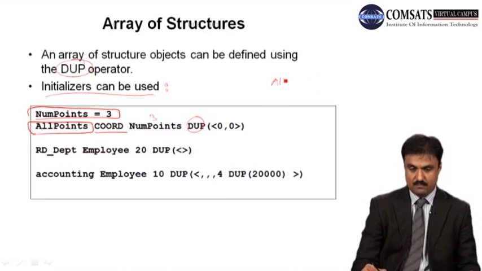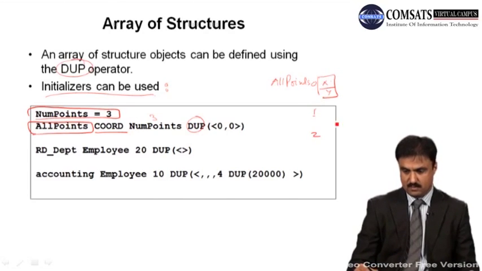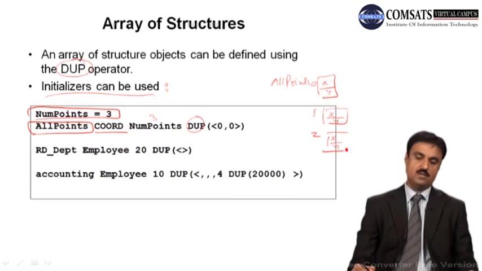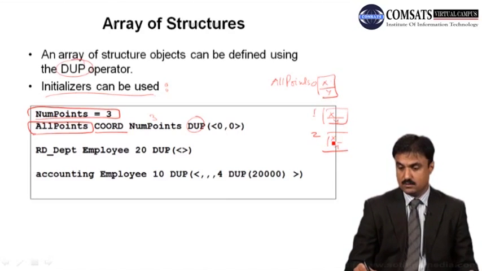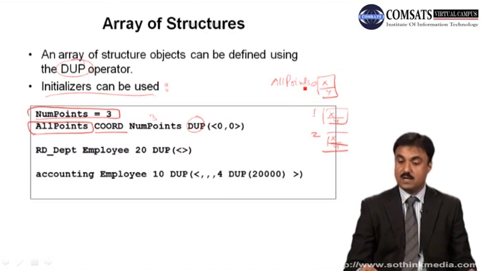For example, all points: the first element has the 2 things, x and y. All points 0, all points 1, all points 2. So there should be x and y. For the third, there should be x and y, and so on. So these are the 3 members, or 3 elements, of the all points array, and this all points is an array.